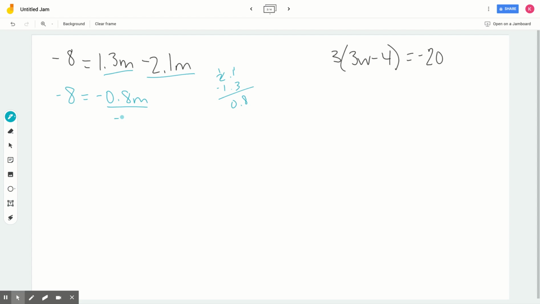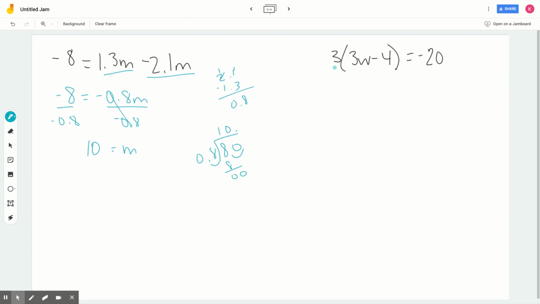Again, opposite of multiplying is to divide. 8 goes inside the house and 0.8 on the outside. Don't forget to swing the decimals the same number of spots. 8 can go into 8 one time. Bring the 0 down. 8 goes into 0 zero times. So our answer is negative divided by a negative is a positive. So m equals 10.